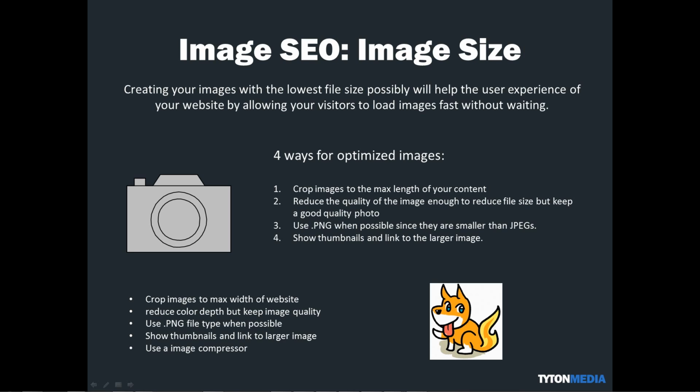So here are some ways that you can optimize the images on your site. Number one is crop your images to the max width of your content. So if your web page is 1,000 pixels across, none of your images should be more than 1,000 pixels across, because it's not going to get any wider than that. There's no reason for your image to be that big.